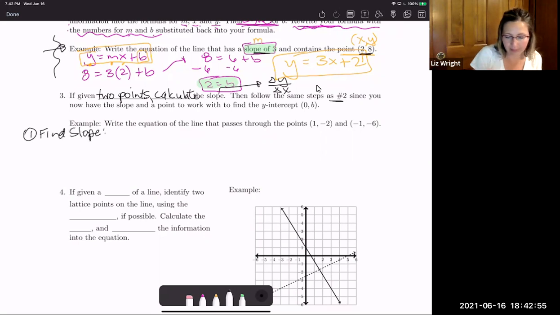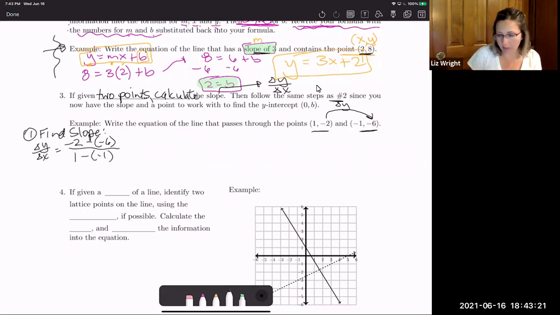It says write the equation of a line that passes through the points (1, -2) and (-1, -6). So I'm going to find my slope: change in y over change in x. So I'm going to go -2 to -6. So -2 minus -6, all over 1 minus -1. And so then we're going to get -2 plus 6 is going to give me +4, and 1 plus 1 is going to give me 2. I get 4 over 2, which is 2. So here's my slope.